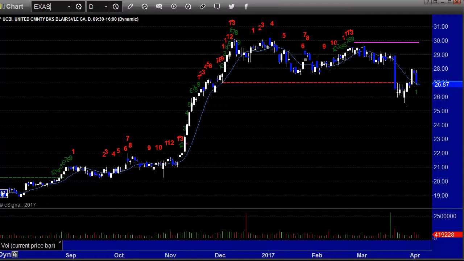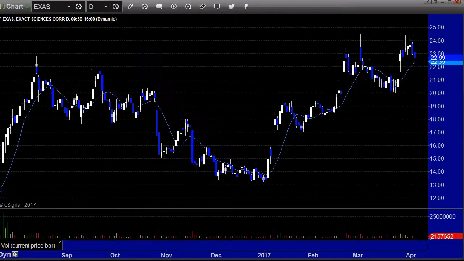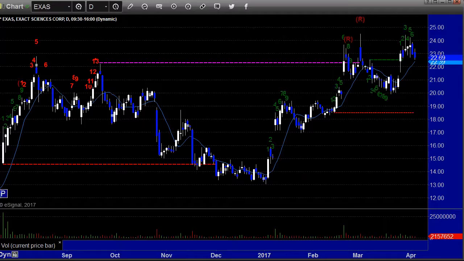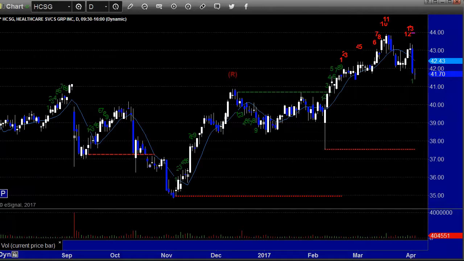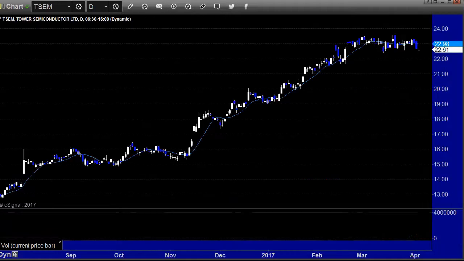Let's take a look at EXAS. This one, the signal was way back in September, but it came out and worked perfectly. The stock went lower for 4 or 5 months before finally recovering, but definitely caught the turn there on that stock. HCSG, another one. Look at this, 13. Now this is a new signal, but look at this, 13 sell signal. This was just 2 or 3 days ago, and it's actually dropped quite a bit, a couple points already for a $40 stock just since that signal. So already working there.